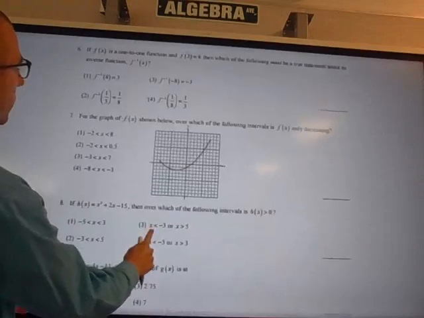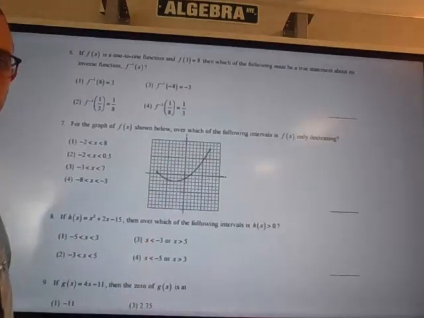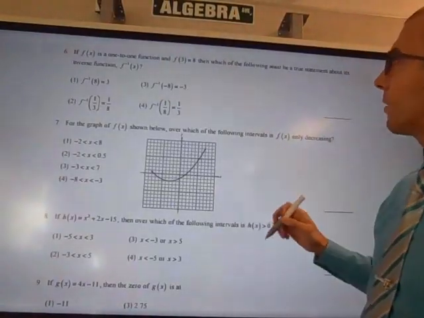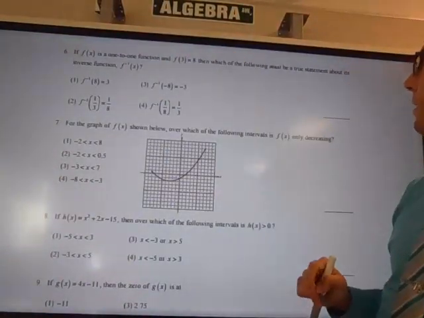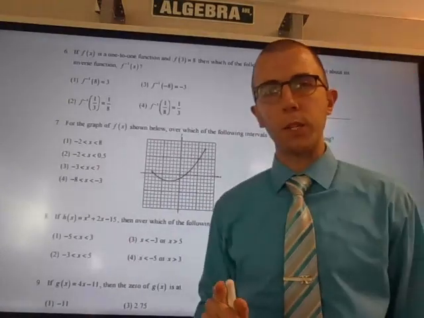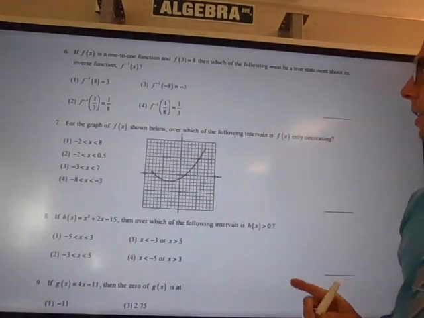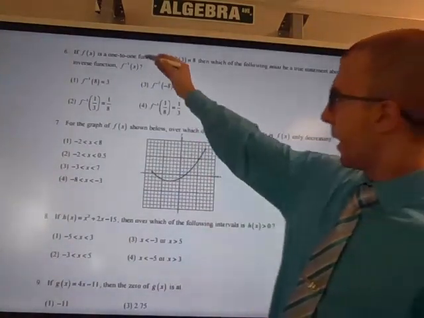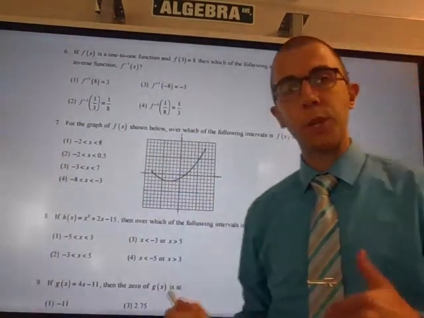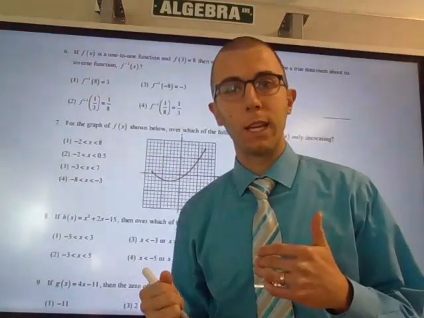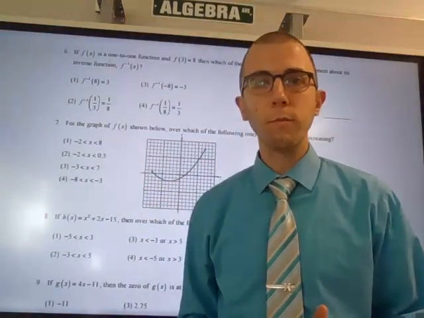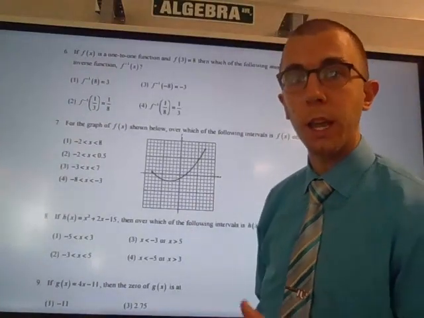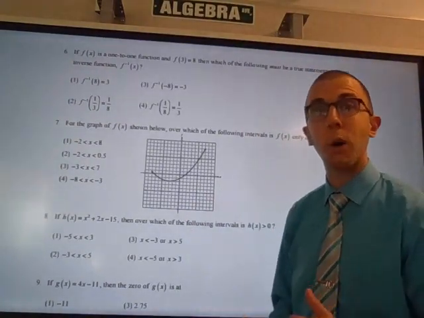Last multiple choice question, right on the back, or on the next page, I guess, because this was all electronic. If f of x is a 1-to-1 function and f of 3 equals 8, then which of the following must be a true statement about its inverse function, f inverse of x? Okay, the fact that they tell us this is 1-to-1 is just so we know that its inverse is a function. Because remember, a function will only have an inverse that is also a function if the original function is 1-to-1.